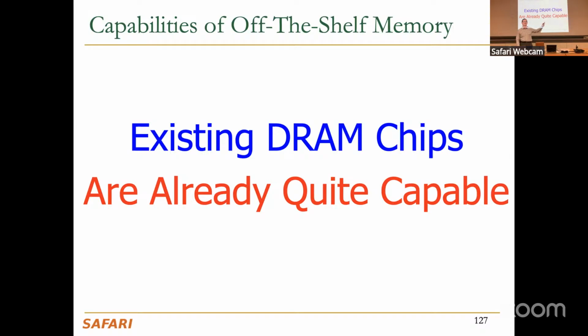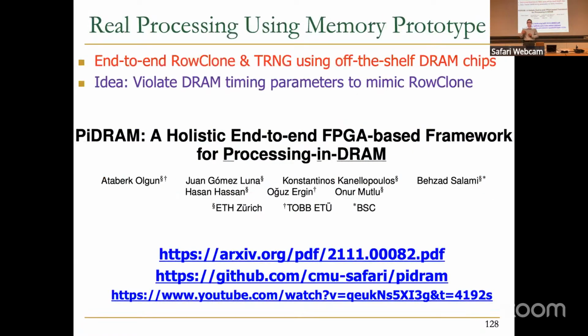So far, I've shown you all simulation results. But we did a lot of studies to show that existing DRAM chips are already quite capable. This is the PyDRAM infrastructure, which Ataberk developed. It's a messy infrastructure right now, and it requires some more work to develop it even further. I think there's a lot of potential in this area. But this work showed that you can violate the timing parameters in DRAM to do a row clone and also do true random number generation.